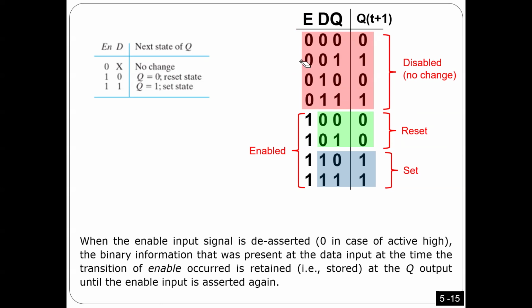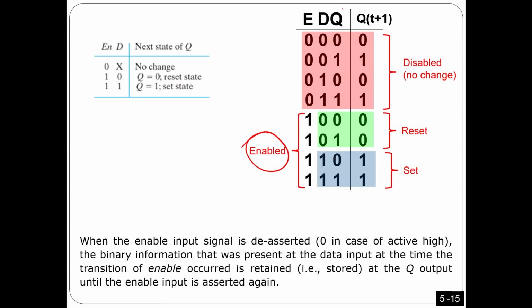In this part it is enabled. Very easy. When it is enabled, if D is 0, regardless of the current Q, regardless of what you are storing right now, I will store 0, reset. And if D is 1, regardless of whatever you are storing here, the output is 1. Okay.